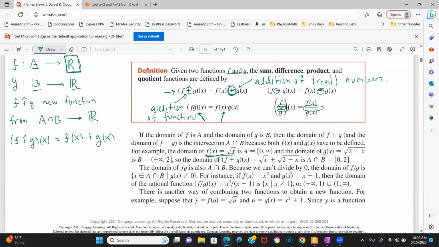So now you have this function square root of x, and then you have square root of 2 minus x. The domain of f is just going to be 0 to infinity. And then the domain of g is this. So A intersect B is going to be 0 to infinity intersect, oh sorry, not -2, just +2. It's clear that 0 is in both sets. That's going to be the leftmost boundary point, so it's going to start at 0.